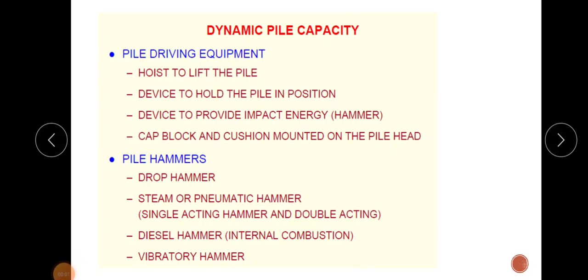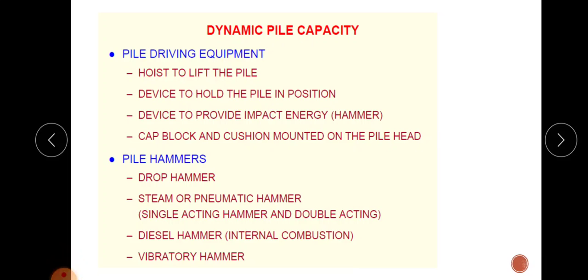Okay, so we have studied static pile capacity in the last lecture. Now we can study dynamic pile capacity. This dynamic pile capacity is usually used for driven piles, and it is related to the efficiency of the hammer. It is actually related to the hammer and its efficiency, hammer blow, penetration, etc. during the pile driving operation.